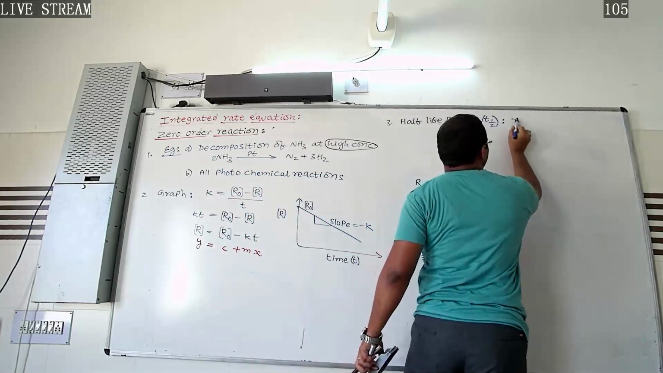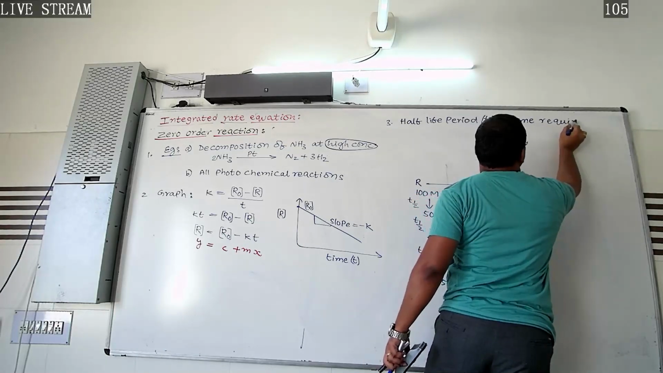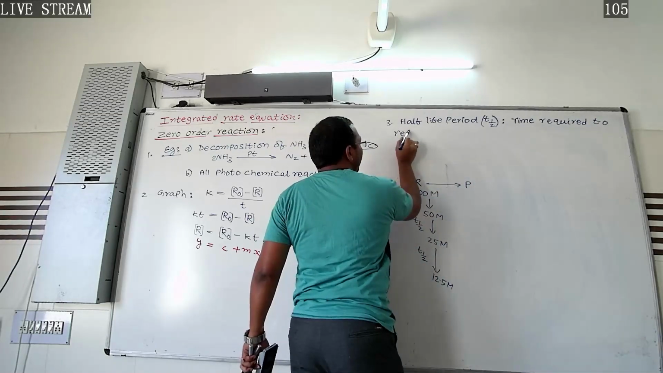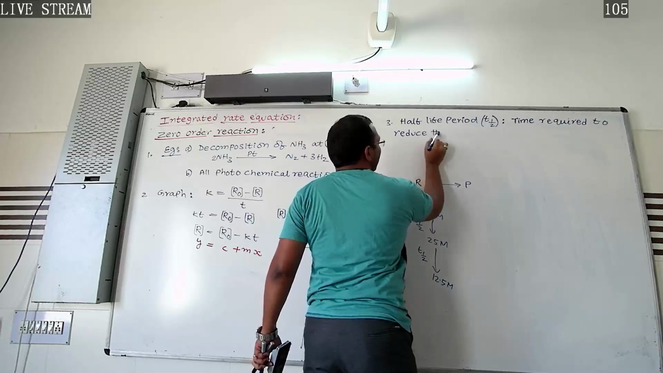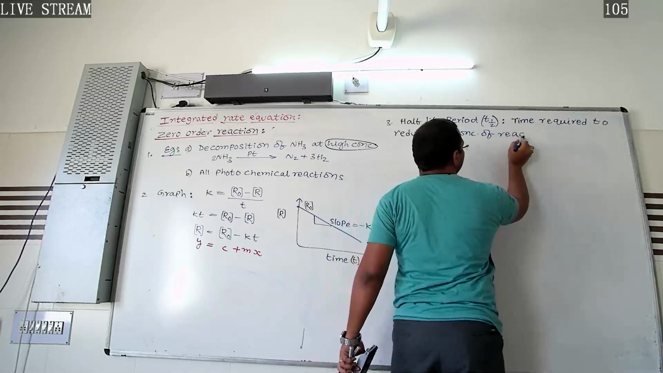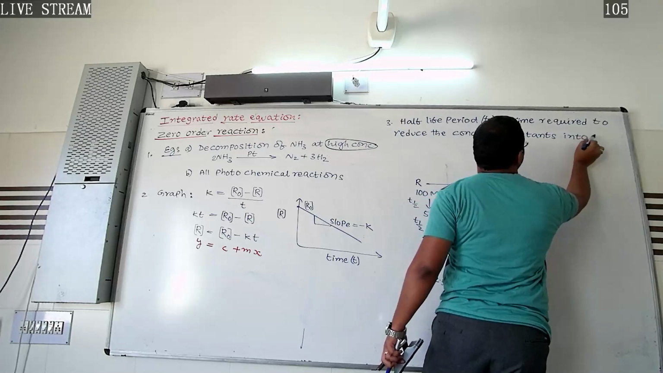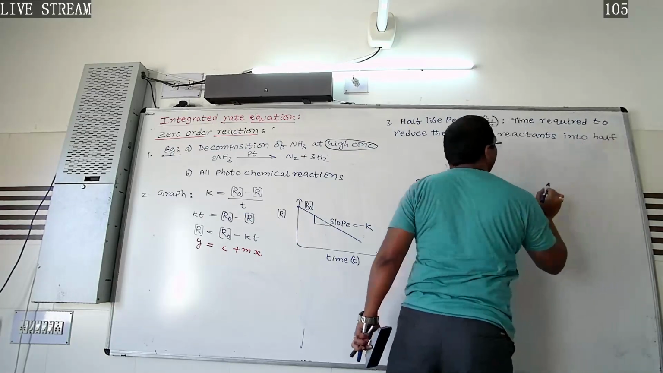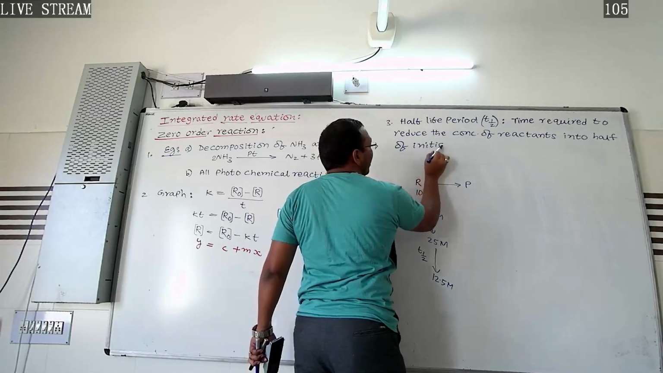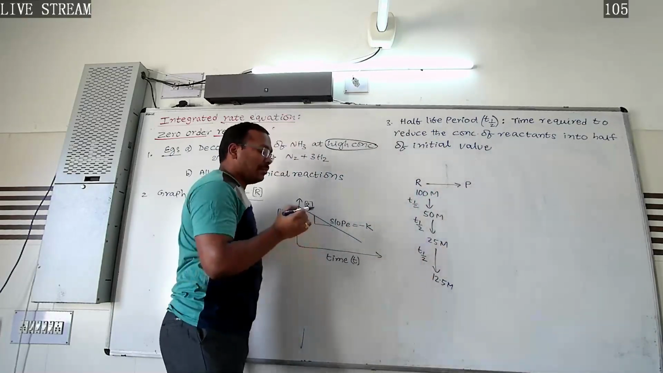So it is defined as the time required to reduce the concentration of reactants into half of the initial value, and that is called the half-life period.